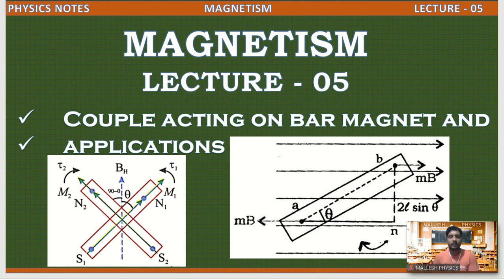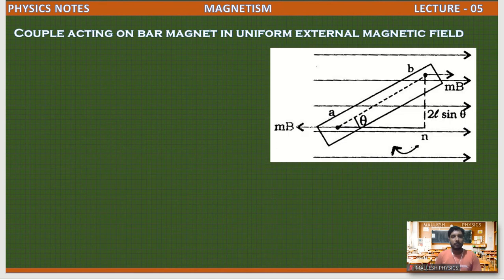Hello dear students, in this lecture we are going to see couple acting on a bar magnet and its applications. Let us consider a uniform external magnetic field B acting along the horizontal direction, and when we place a bar magnet inside this uniform external magnetic field, it experiences the force of this field.